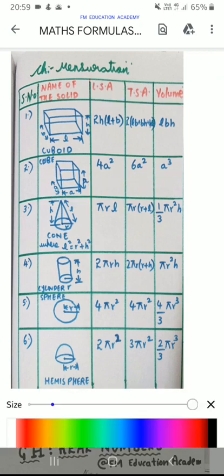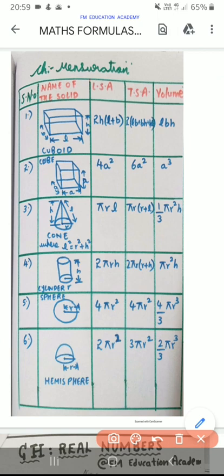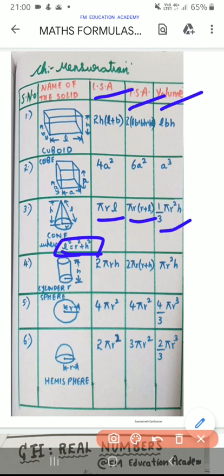Then we have cone. This is my cone. This is called radius, this is called height, and this is called slant height L. So the formula to calculate slant height L is L square equals R square plus H square. The formula of LSA or lateral surface area of cone is pi R L. TSA of cone is pi R into (R plus L). Volume of cone is 1 by 3 pi R square H.